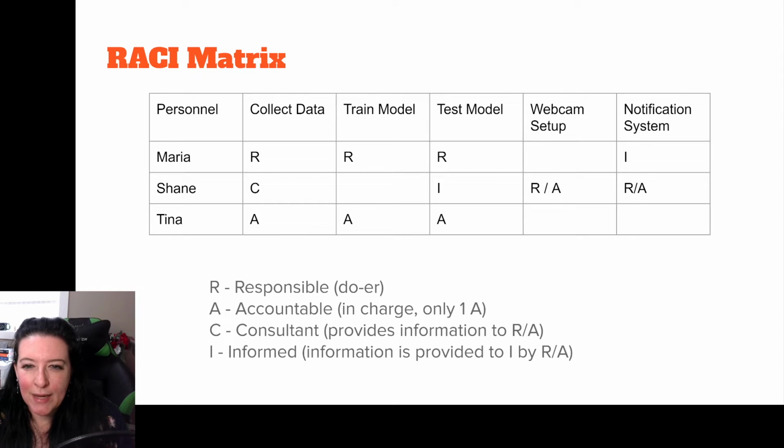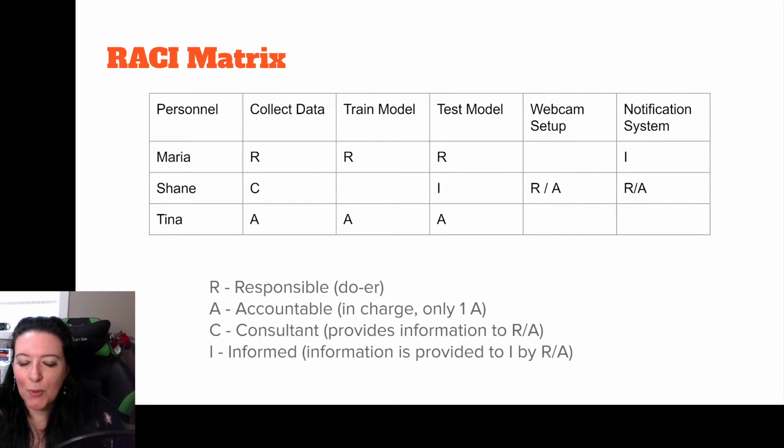So a RACI matrix is your personnel, and then those deliverables or activities, and then we assign who is responsible, who is accountable, who is consulted, and who is informed. So for example, when it comes to collecting data, we have that Maria is going to do the actual collection of the images. And so Maria is responsible. Responsible is the doer. And you can have many people who are responsible for doing. So you might have multiple R's.